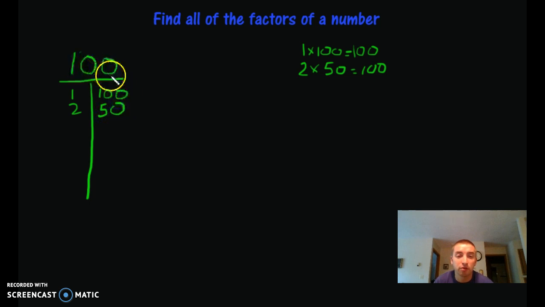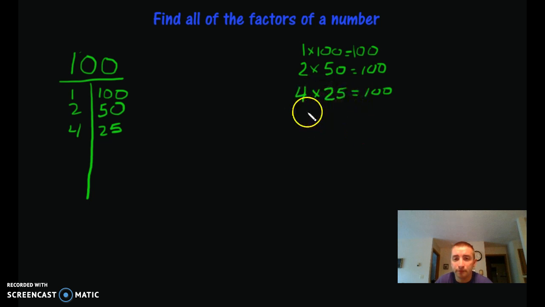If I add for 3, 1 plus 0 plus 0, I get 1. Well, 1 is not divisible by 3, so 3 does not work. For 4, I did 100 divided by 2 equals 50, and I know I can divide 2 again out of 50. So 50 divided by 2 is 25. So 4 times 25 equals 100. So I know that 4 also works.